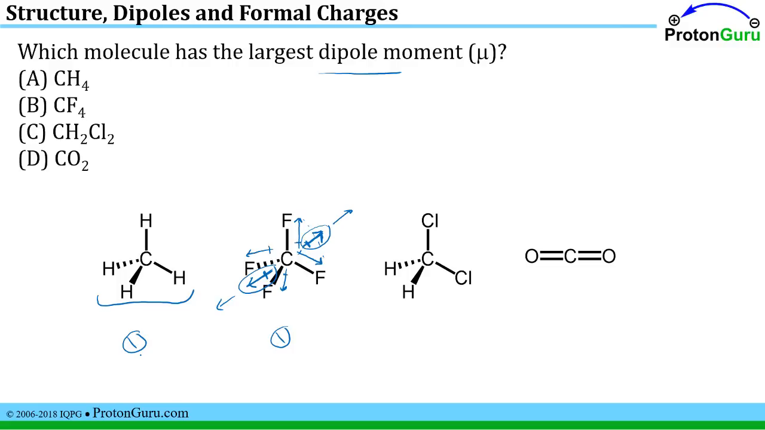And that's also what happens down here. Carbon-oxygen bond is also polar, but carbon dioxide is a linear molecule. So one dipole pulls to the left, one pulls to the right, and they cancel each other out. So there's a zero dipole moment as well.